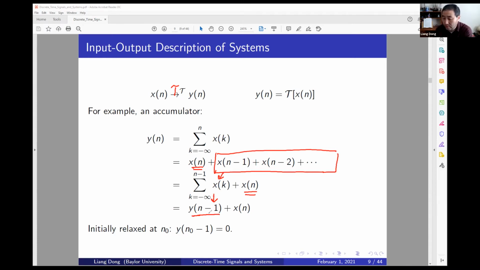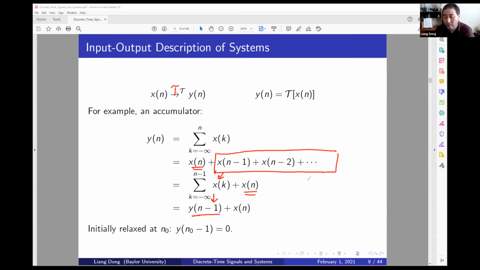It is delayed by one time instant, or sample time instant, and is yn minus 1. We find that if you write it into this form, it's relatively simple. I don't have infinitely many terms to sum up. So the same thing, the same accumulator, I can implement using these two different approaches.